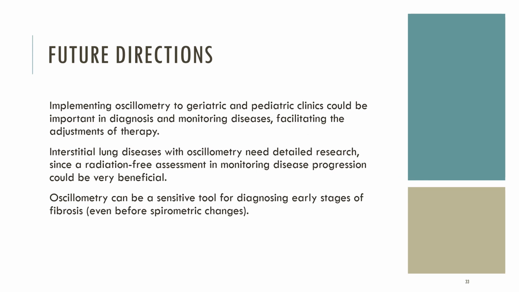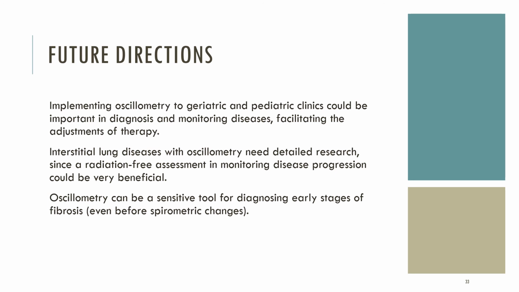Implementing IOS in geriatric and pediatric clinics can be very important for these groups. For example, a lot of geriatric patients cannot follow orders well enough to do spirometry testing, and the same thing goes with pediatrics. Currently, anyone 6 years and younger can have a difficult time with spirometry testing, but IOS seems to be a very good solution to this.